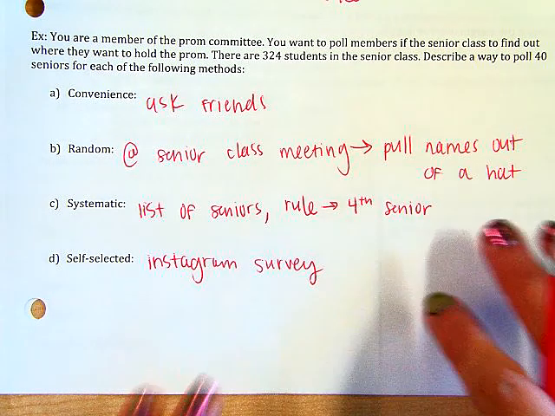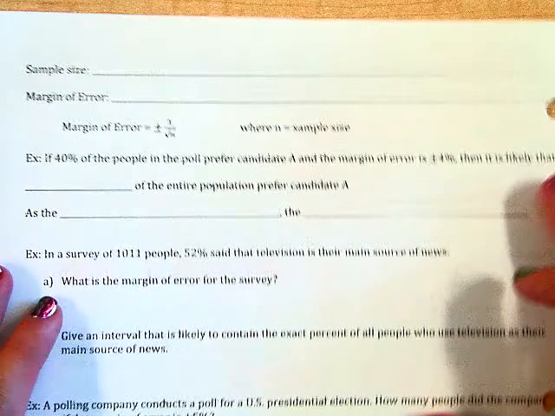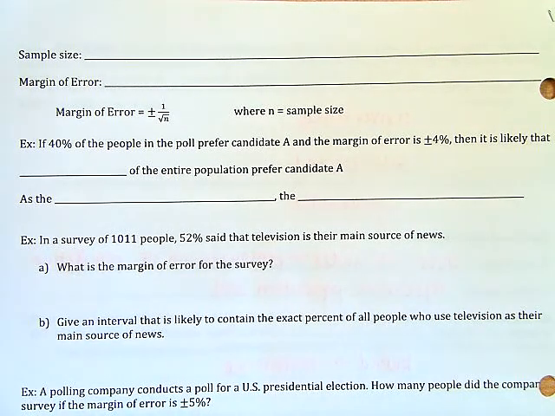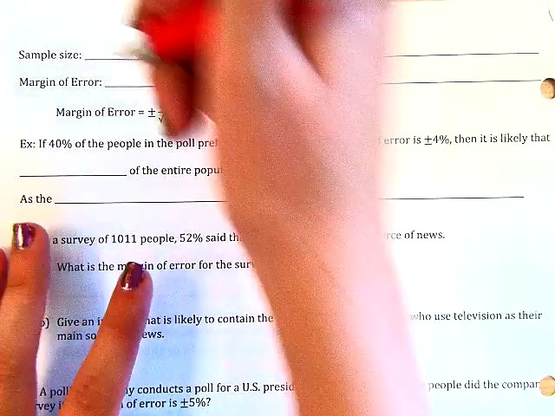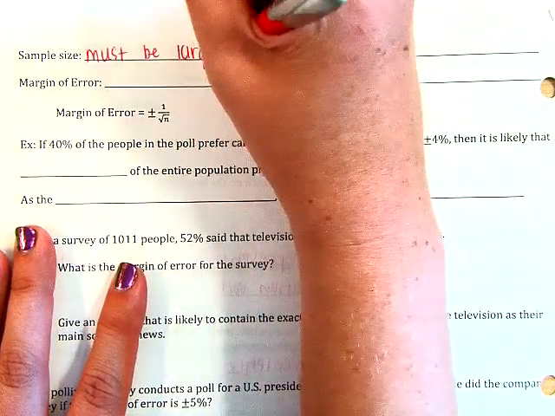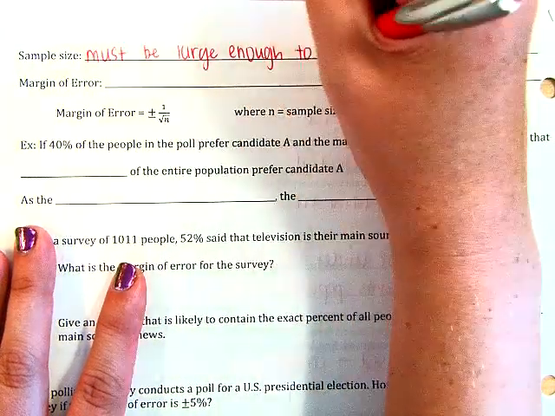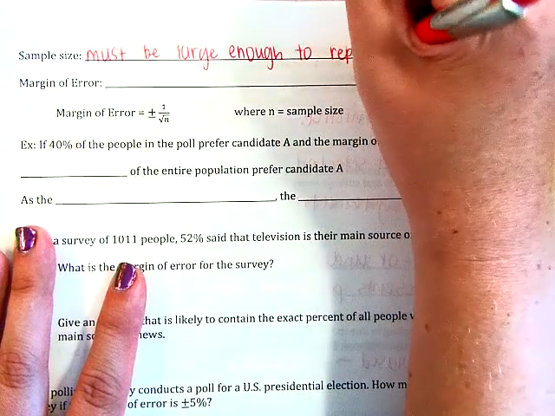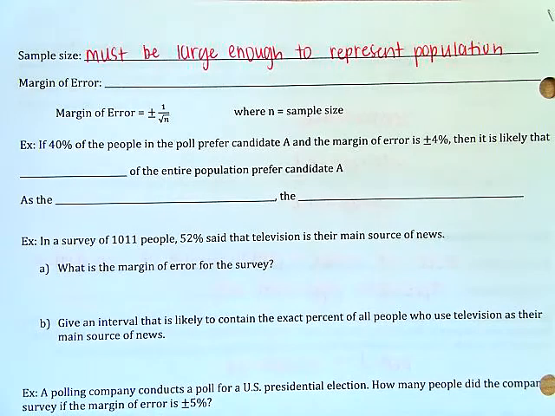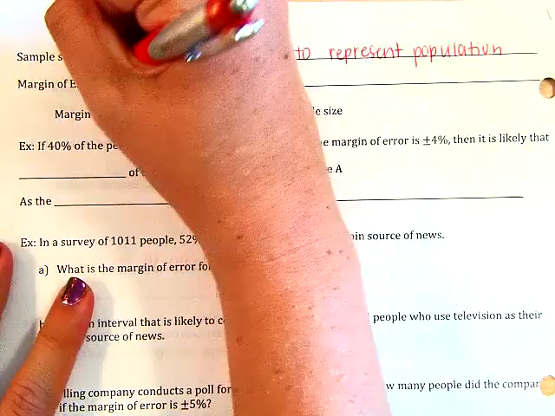Okay, that was a lot of vocabulary. Flip it over. We got one last thing to go over. Here we got sample size and margin of error. So sample size has to be big enough to accurately represent the population. Must be large enough to represent the population. Margin of error gives the limit on how much the sample would differ from the population.